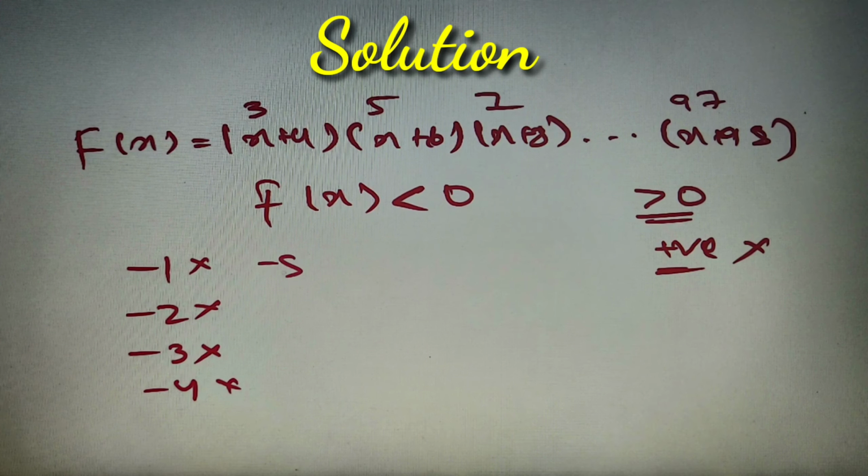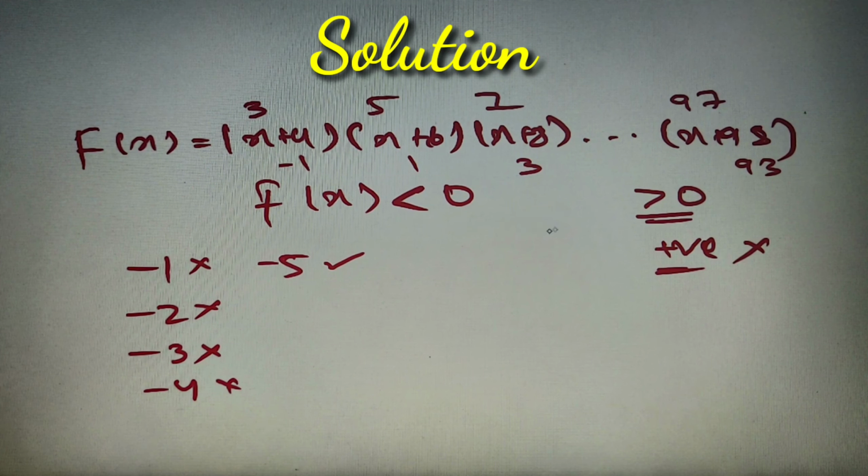Now let's say we put minus 5. When we put minus 5 in all the brackets, we'll get minus 1 in our first bracket, 1 in our second bracket, 3 in our third bracket, and 93 in our last bracket. When we take the product of all these numbers, our answer is negative because we have only one negative quantity but other quantities are positive, and such a product is always less than 0. So our first answer is minus 5.